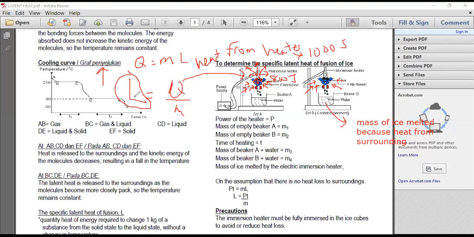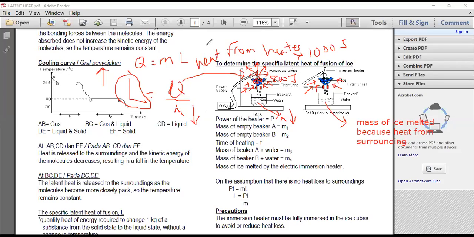So the ice gets lesser heat. When the ice gets lesser heat, what happens? The mass collected here will be lesser. So that's why the value of L is higher. So what we must do is try to reduce the heat loss to the surrounding.